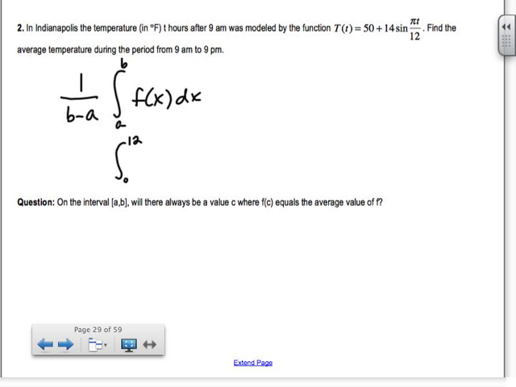0 to 9 plus 12. 0 to 12, right? Exactly, you need 0 to 12. So it would be 12 minus 0, and then you'd put in the function. Now you can easily find this with Math 9. So you guys could do this if you want.